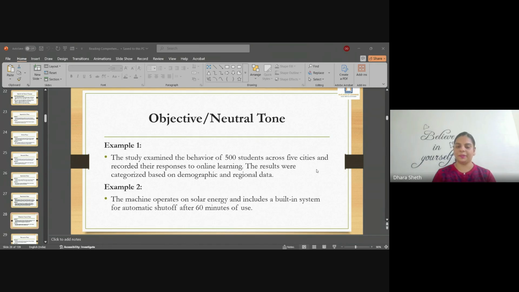as they are. The study examined the behavior of 500 students across 5 cities and recorded their responses to online learning. The results were categorized based on demographic and regional data. There is no emotion involved here. It is neutral. It is just giving you information, a fact. The machine operates on solar energy and includes a built-in system for automatic shut-off after 60 minutes of use. Here, the tone is objective or neutral.